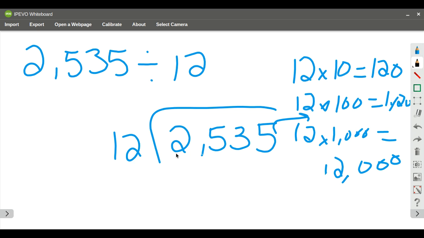So I look at, can 12 go into 25? Yes, 12 can go into 25. So this is where I'm going to place my first digit. And so it's going to be a 3-digit quotient.